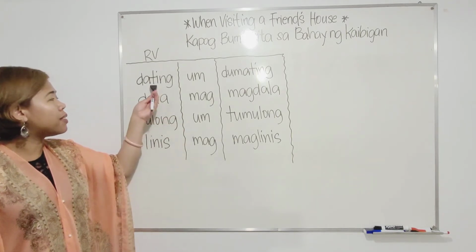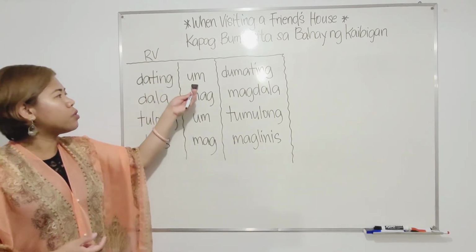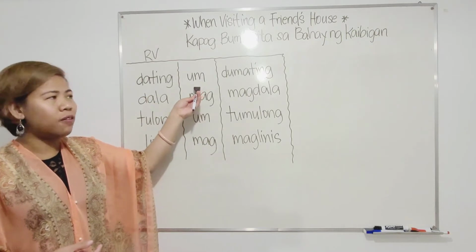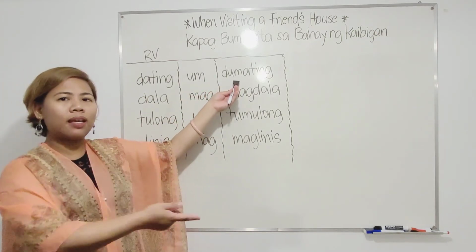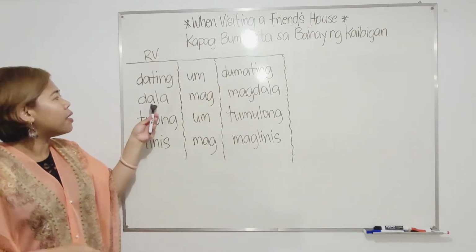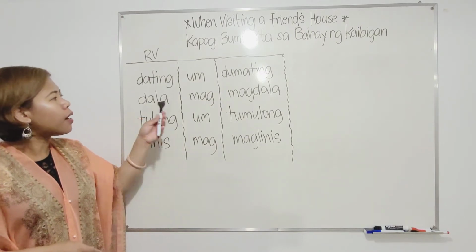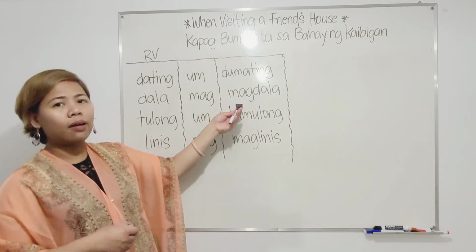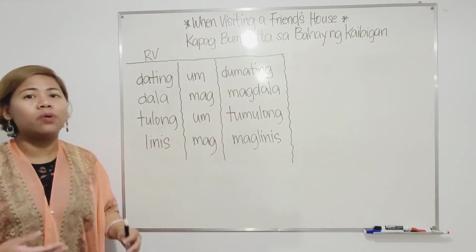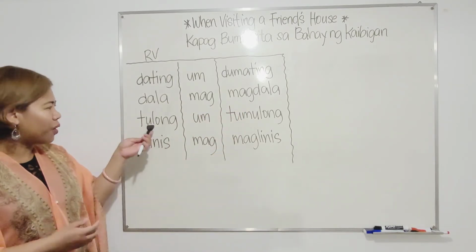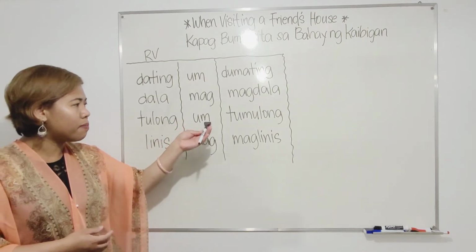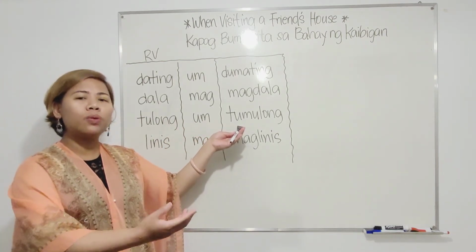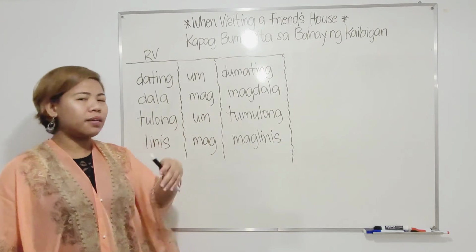So for the verb dating, or to arrive, we used um, which is an infix, so we said dumating. Dumating sa tamang oras, or be on time. And then dala, we used mag. Mag is a prefix, so we said magdala, to bring. So magdala ka ng pasalubong. You bring pasalubong. Tulong, we used um and we said tumulong. Tumulong ka, you help preparing the table.